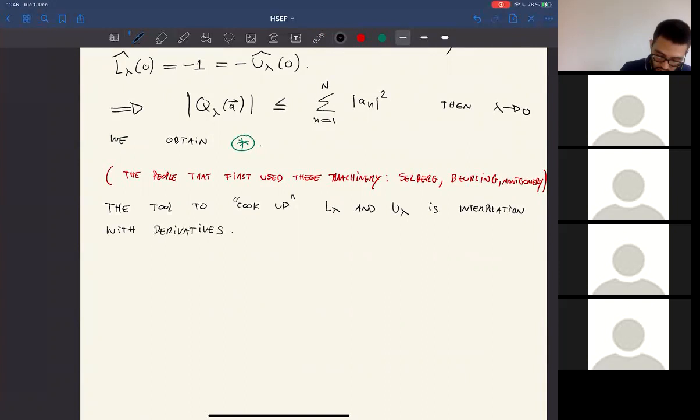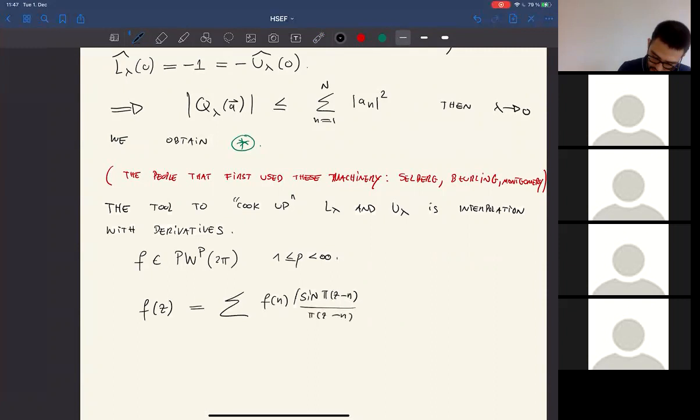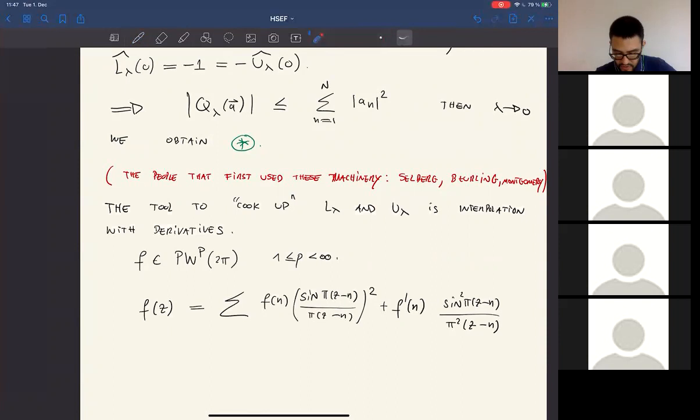And what we can show is that if f belongs to Paley-Wiener P of 2 pi, and say P is greater than or equal to 1 and not infinity, this formula that we're right now even works for every P. We just need it for p equals 1, but anyway. It is a sum of f(n) times sine of pi (z minus n), divided by pi (z minus n), the whole thing squared, plus the derivative f'(n) times sine squared of pi z divided by pi squared, and then z minus n, not squared. And this formula prescribes the values of f at the integers and the derivatives of f at the integers.